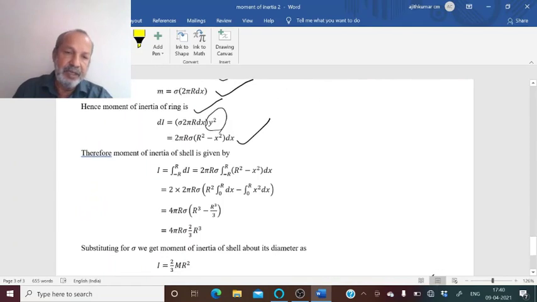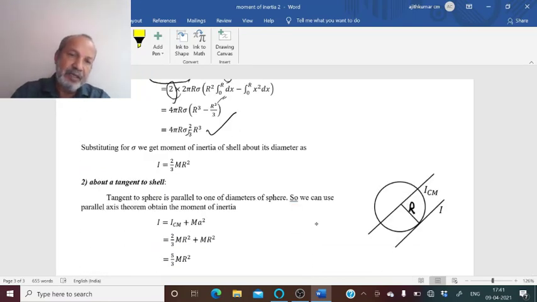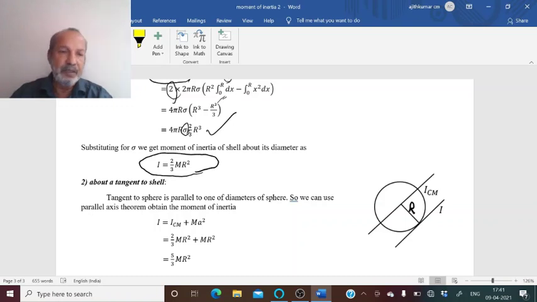So the integral will be from minus r to r dI, and as we have seen in the previous case, integral minus r to r can be written as twice integral 0 to r. So this can be integrated. You can check this integration, and finally you get the integral as 2 by 3 r cube, and let us substitute for sigma here. Sigma is m by 4 pi r square. So after substituting that, we will get the moment of inertia of the shell about a diameter is 2 by 3 mr square.